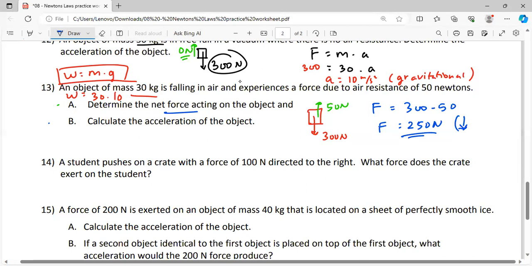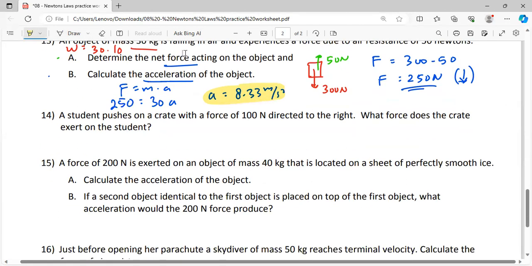Now the acceleration, you can use this formula again, with the force being the net force, and the mass is 30. So the acceleration here is 8.33 meters per second squared. That's the answer for number 13.